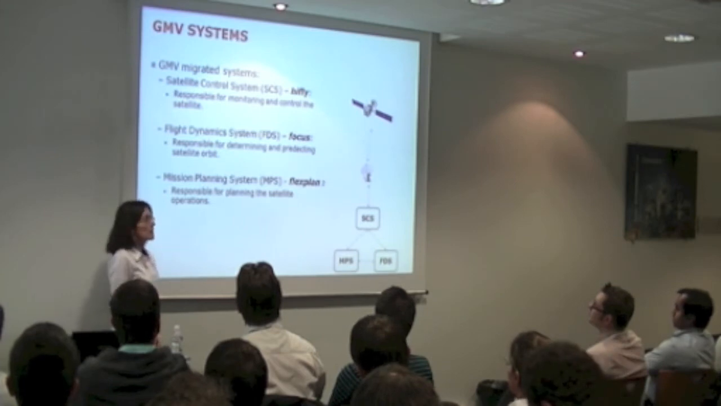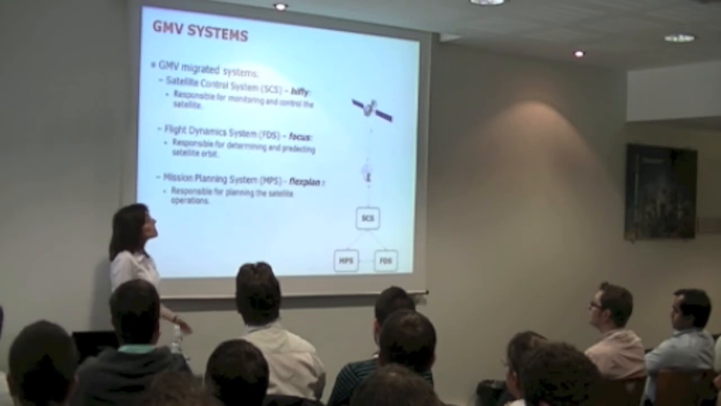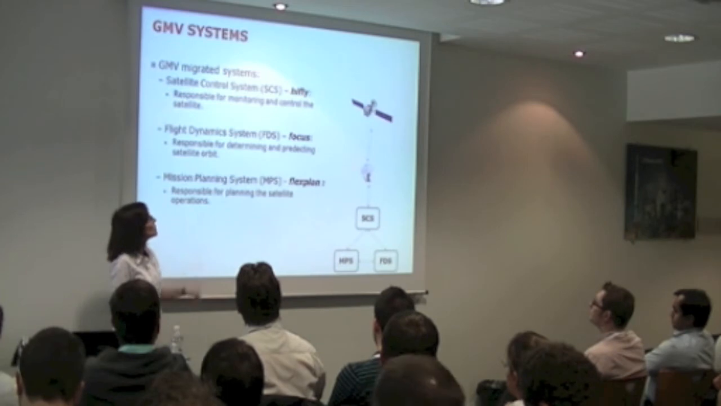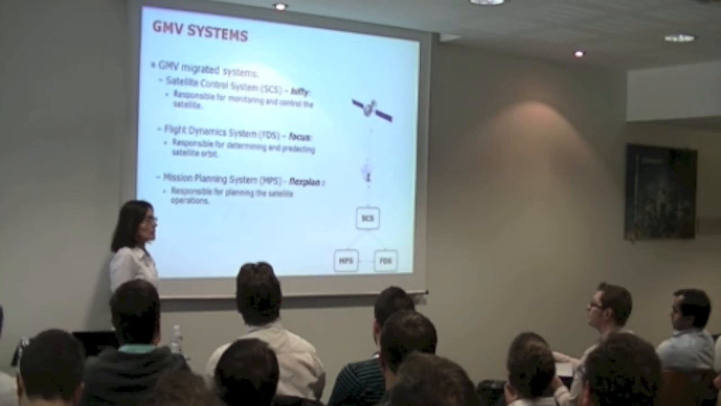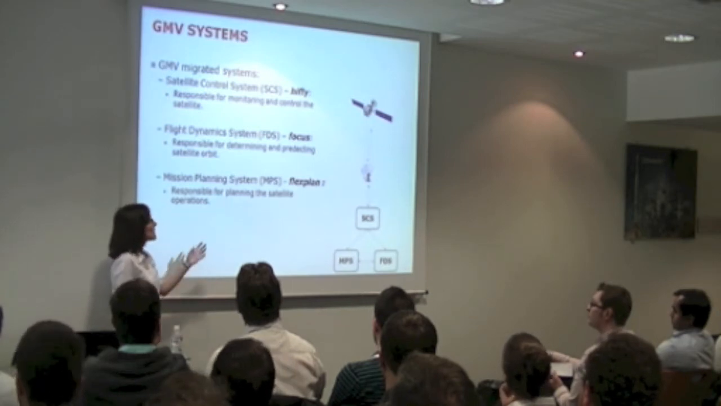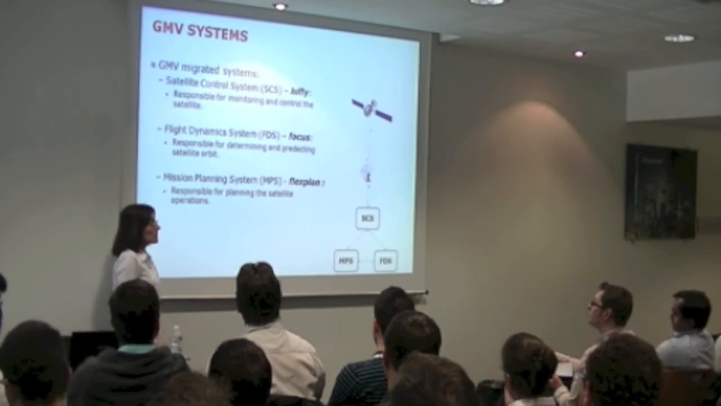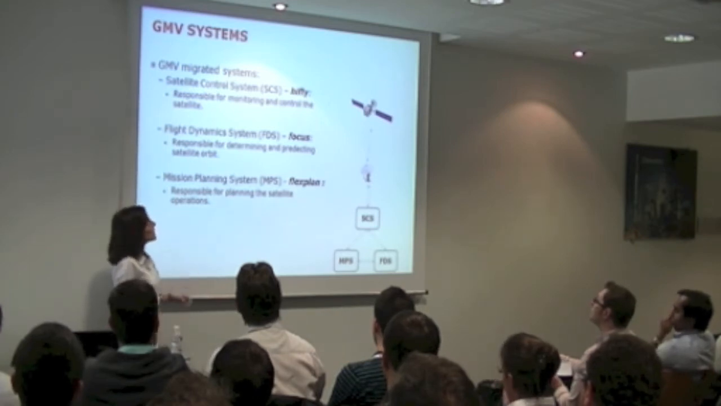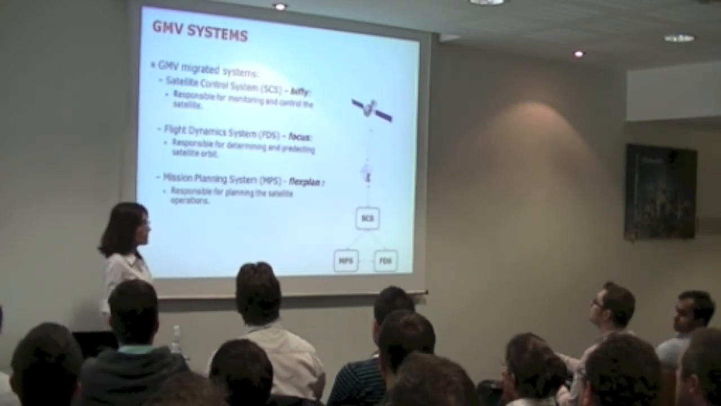The flight dynamics system is responsible for calculating the position of the satellite. It uses the information received from the satellite to calculate the position. And the GMV product is called Focus. And the mission planning system is in charge of planning the satellite operations. The user enters the satellite operations into the system, the system calculates when the operations can be sent to the satellite, and it provides this plan to the satellite control system, which finally sends the operations to the satellite. Then we have 3 very different systems.